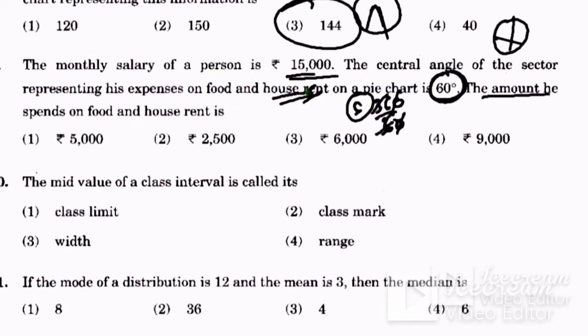So you have to divide it by 6. So 6 2s are 12, and 3 6s... 5 are 30 and 00. So 2500 is your correct answer.